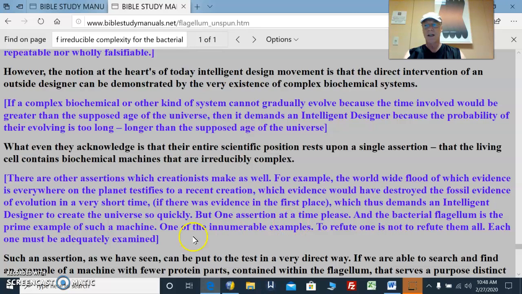And the bacterial flagellum is the prime example of such a machine. And now we try to match a dolphin with a human or a dog. One of the innumerable examples. To refute one is not to refute them all. Each one must be adequately examined.